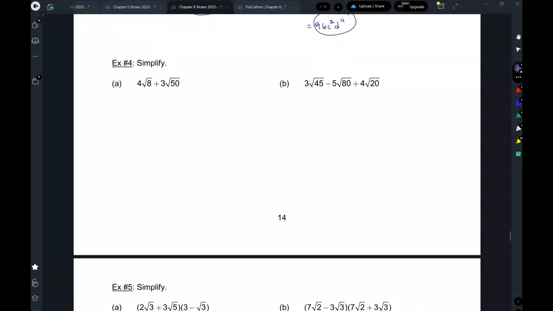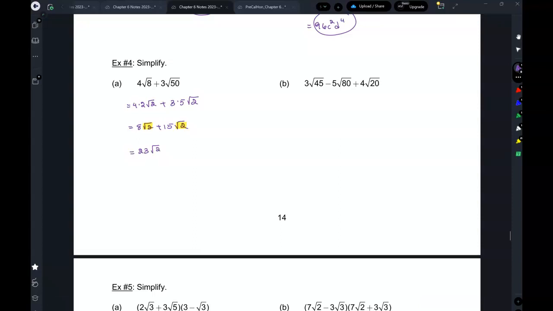Okay, here we go. To simplify these, first you have to simplify each radical. So 4 root 8 will be 4 times 2 root 2. 3 root 50 will be 3 times 5 root 2, right? So this is 8 root 2 plus 15 root 2. And as long as these roots are identical, you can combine them and just combine the coefficients. So this is 23 root 2.